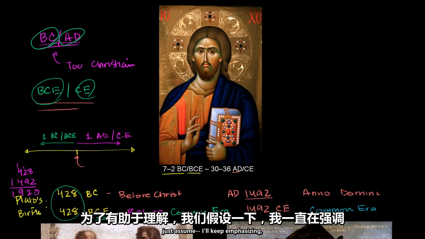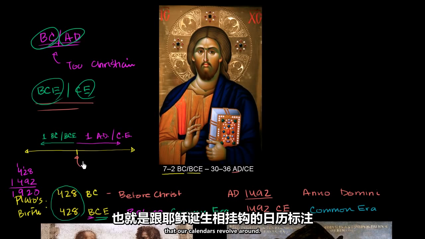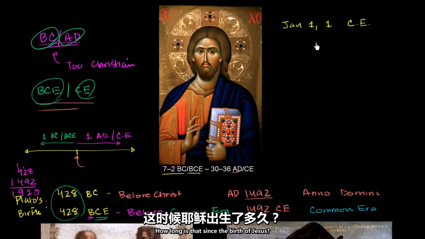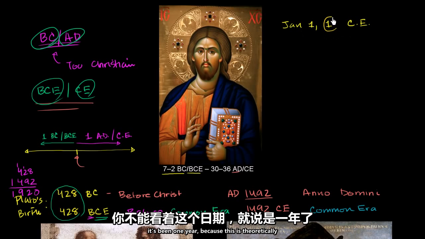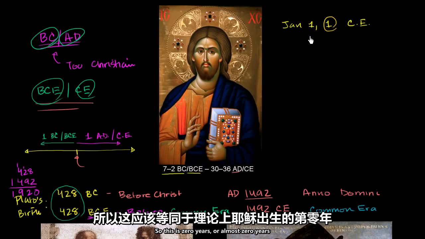To think about it this way, and I'll keep emphasizing it's a theoretical date that we're talking about, this theoretical event, this birth of Jesus that our calendars revolve around. Let's think about January 1 in the Common Era. How long is that since the birth of Jesus? It's not 1 year. You wouldn't just say it's been 1 year, because this is theoretically the day that he was born. So this is 0 years, or almost 0 years, since that theoretical birth of Jesus.